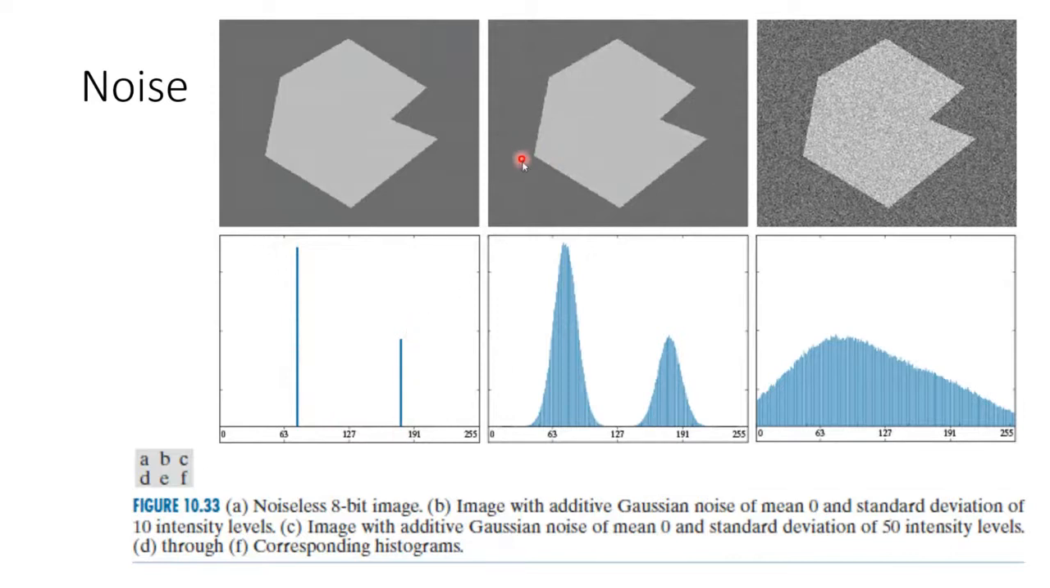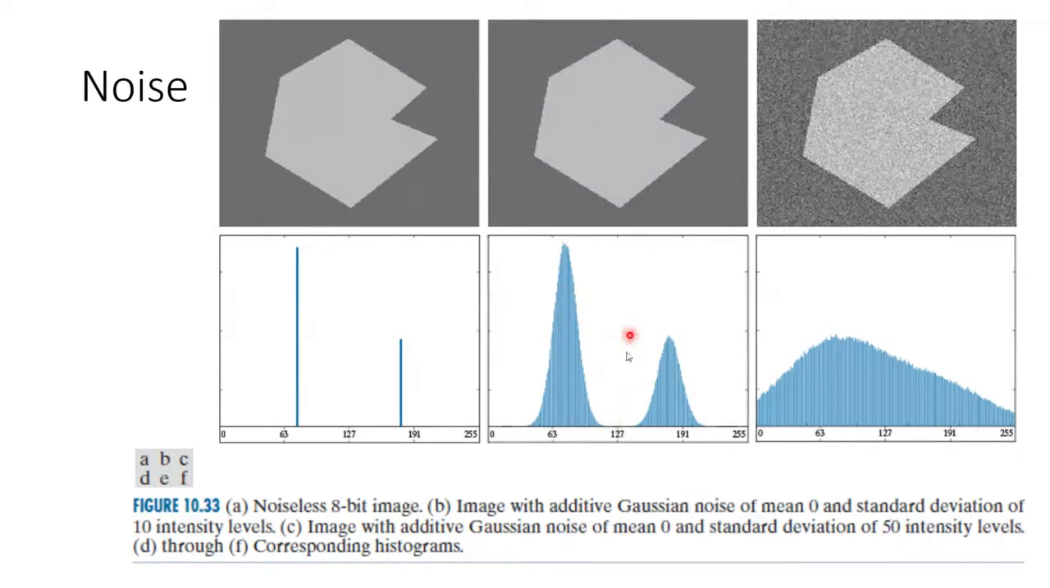If you have Gaussian additive noise, we can still see a pretty good image. We can still see this Pac-Man shaped object pretty well. And the result of the histogram would be two peaks, still fairly, let's say, segmentable by just simple thresholding, right?